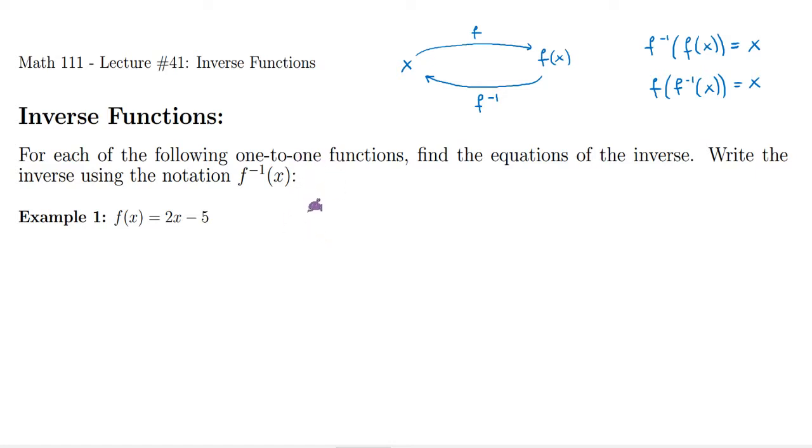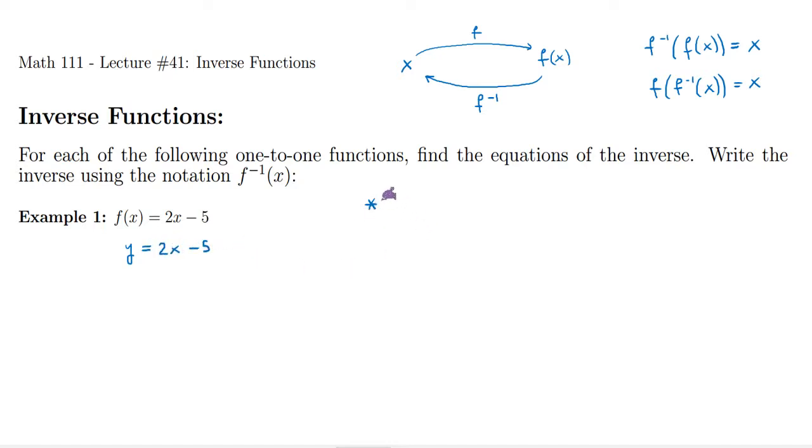And when we look at the graph of inverse functions, I'll bring this up again. So the following functions are one-to-one, and I'm not asking you to prove that, but find the equations for the inverse function, and then write it using the inverse function notation. So how do we do this? Here's our function f of x. How do we find the inverse function? First, we call this y equals 2x minus 5.